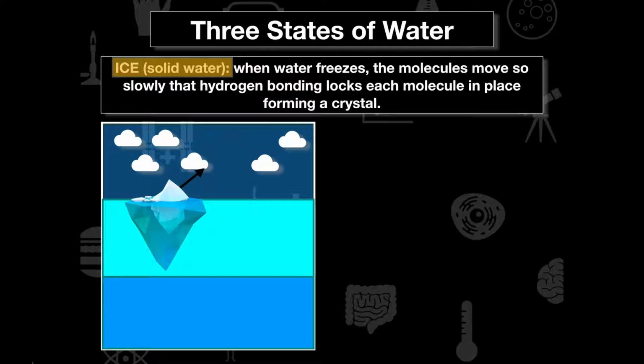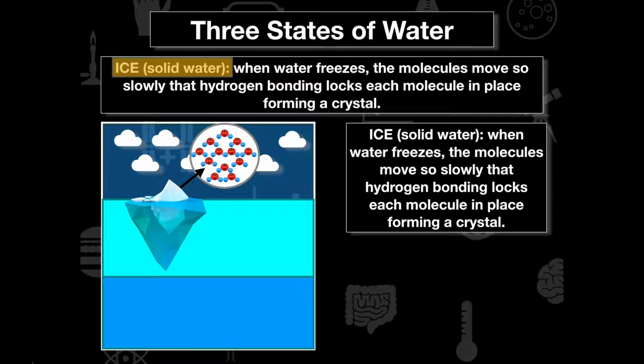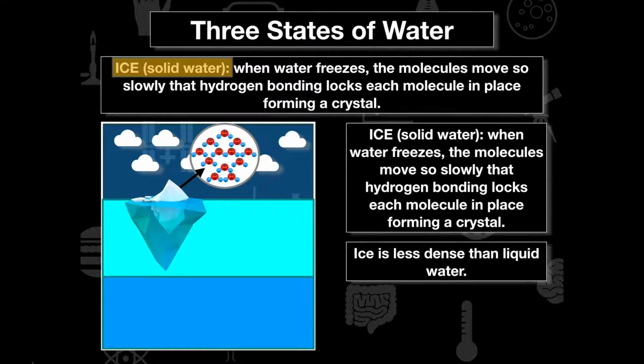When we're talking about solid ice, remember, the structure is going to look like this. But again, this solid ice is going to cause the molecules to move slowly, creating a crystalline structure that is less dense than the liquid state of that water. So remember, the ice is less dense than the liquid water, which is why icebergs float when we put them in the ocean, or when we observe them in the ocean.